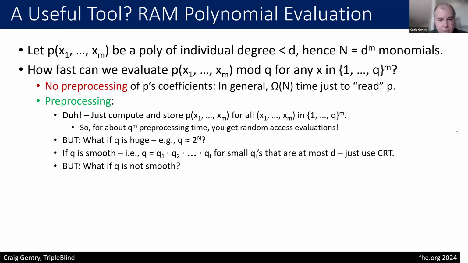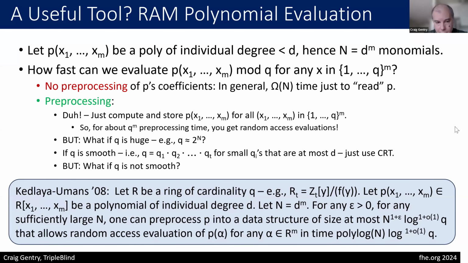Well, that works for smooth q, but what if q is just really huge and not smooth? It turns out there's this crazy theorem by Kedlaya and Umans from 2008, which basically gives you the best you could possibly hope for. It says, let R be a ring of cardinality q. It could just be integers mod q if you want to think of it that way, but it could be a more general polynomial ring of cardinality q. Let p be a polynomial in that ring of individual degree d, with at most n monomials. Then for any epsilon greater than 0, as long as n is sufficiently large, you can preprocess that polynomial p into a data structure of size at most n to the 1 plus epsilon, times log q to the 1 plus little o of 1.